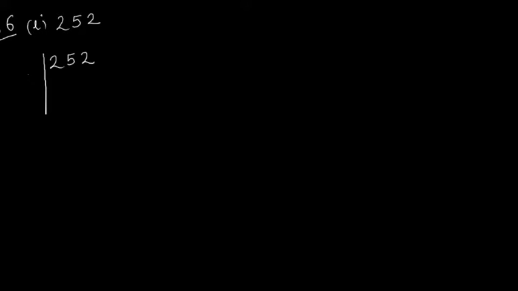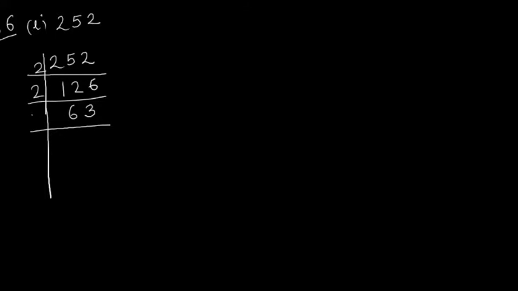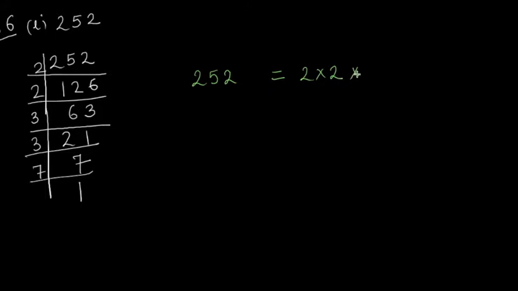Okay. So prime factorization: 2 ones are 1, 2 twos are 4, 2 sixes are 12. Go ahead, 2 sixes are 12, 2 threes are 6. Now 6 and 3, we know it is divisible by 3: 3 twos are 6 and 1, 3 sevens are 21, which gives you 7 ones are 7, right? So we got the prime factorization of 252, which is 2 into 2, then 3 into 3, and 7. So we are getting a perfect group of 2, a perfect group of 3, and this 7 remains unpaired.